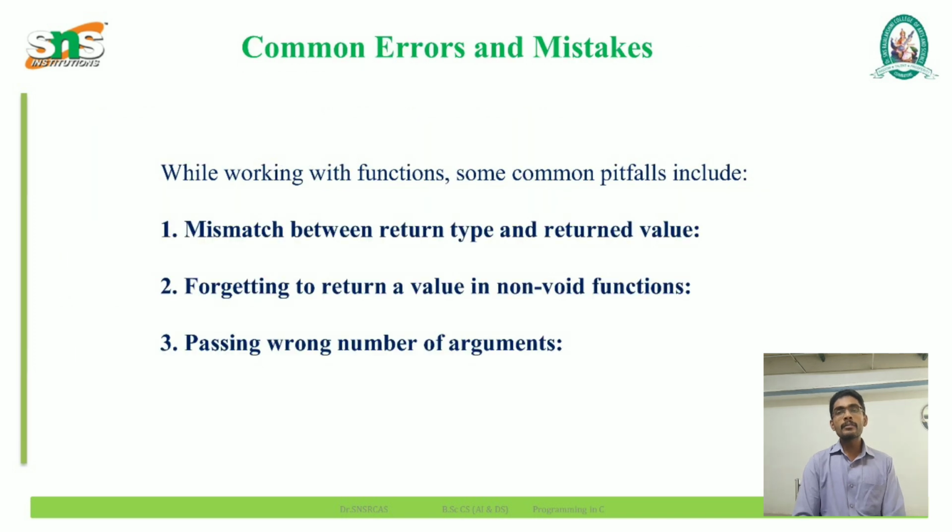And the common errors and mistakes while using functions with argument and with return value. Mismatch between return type and return value occurs quite commonly. The return type and the type of the returned value must match each other, which sometimes leads to errors and warnings. Forgetting to return a value in non-void functions may sometimes occur. This type of error must be avoided. Passing the wrong number of arguments or wrong type of arguments may also occur sometimes.